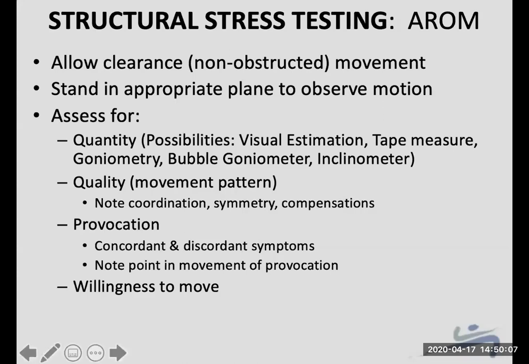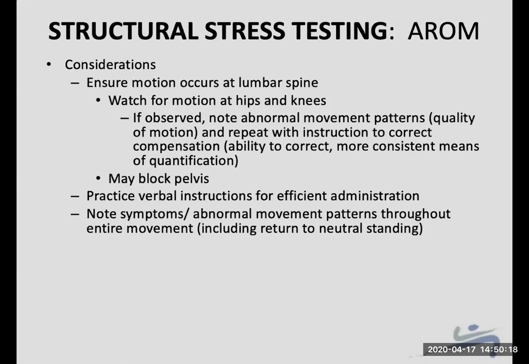patient. Generally speaking, as the patient's going through active range of motion, we want to look for quality of motion, quantity of motion, willingness to go through the motion, and symptom provocation. And watch out for compensation in the lower extremities as the patient's going through motion. So you might need to block the pelvis, for example, if you're seeing hip flexion or hip extension or knee motion and hip motion as the patient's going through different active range of motion planes there.